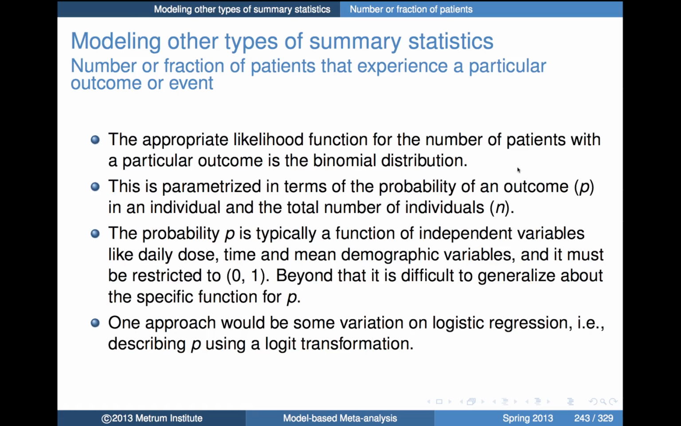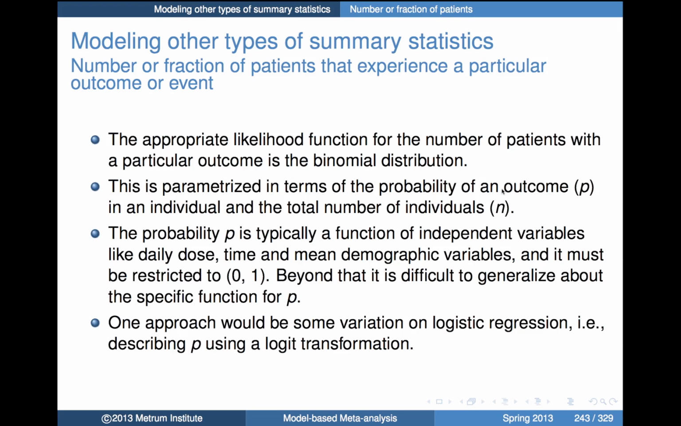As I said then, probably the most appropriate likelihood function for the number of patients with some particular outcome would be a binomial distribution, since we've got a finite set of patients. In binomial terms, if you've got n patients, you've basically got n trials, and you have so many successes if you count these events as successes. So that's logically described by a binomial distribution. As I mentioned, that's parameterized in terms of the probability of an outcome in any given individual, and then the total number of individuals. So I just called it P and N in this case.